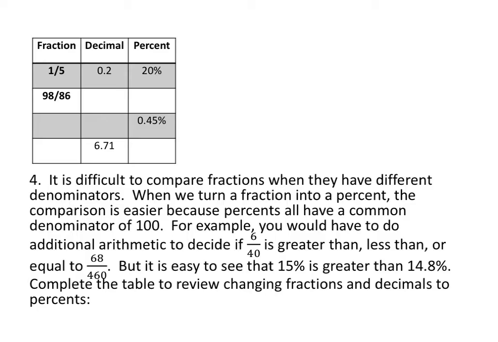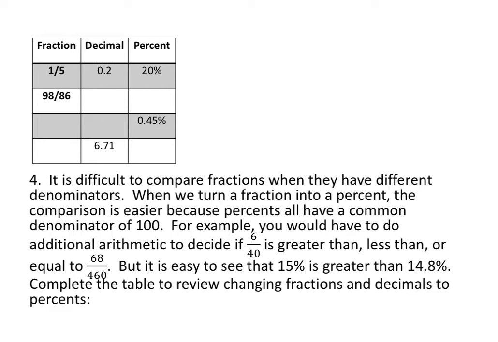It is difficult to compare fractions when they have different denominators. When we turn a fraction into a percent, the comparison is easier because percents all have common denominator 100. That's true. For example, you would have to do additional arithmetic to decide if 640 is greater or less than or equal to 68 4/60. But it is easy to see that 15% is greater than 14.8%. Yeah, hopefully that seems easy. Complete the table to review changing fractions and decimals to percents.